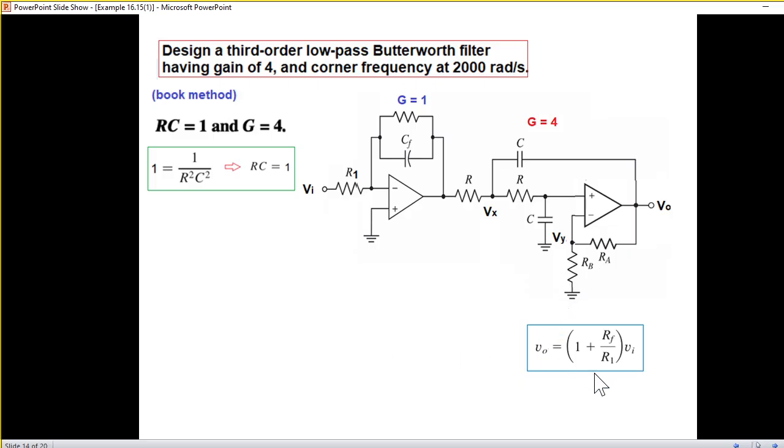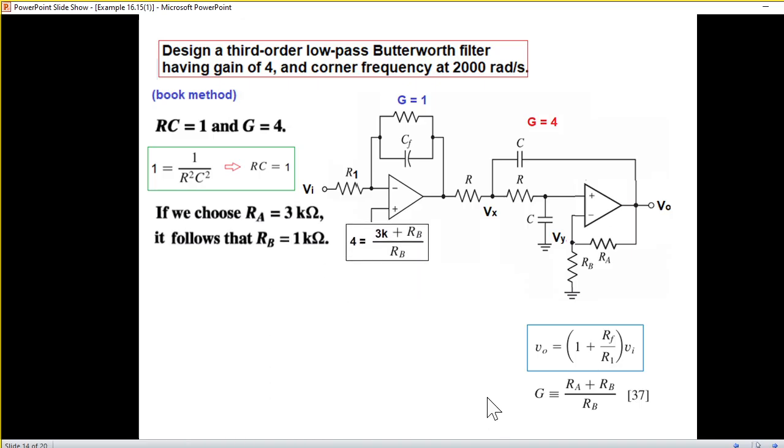And this gain can be found from here. Instead of RF and R1, we have RA and RB. So for 4, this is 1. So this part must give us 3. That means G is this relation we have already talked about. Now if we assume RA to be 3 kilo, then RB has to be 1 kilo from here. 4, then this is 3 kilo, and you can calculate RB to be 1 kilo.